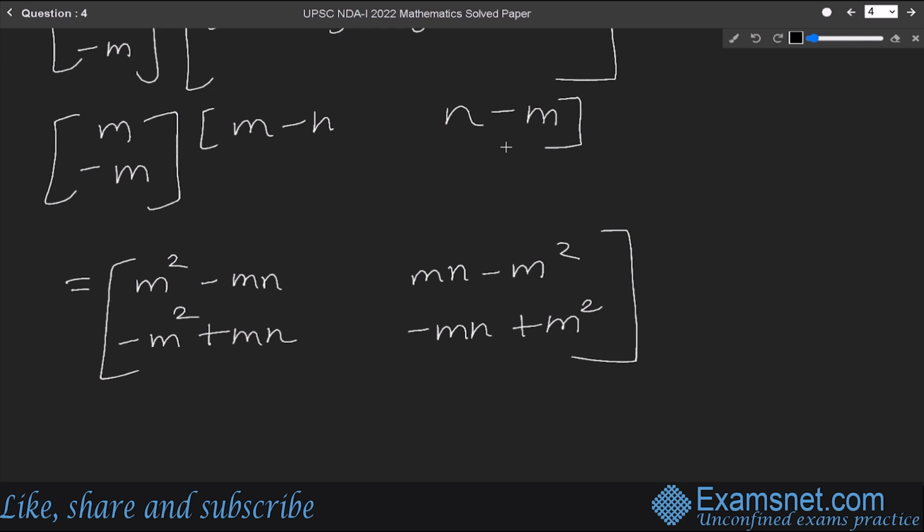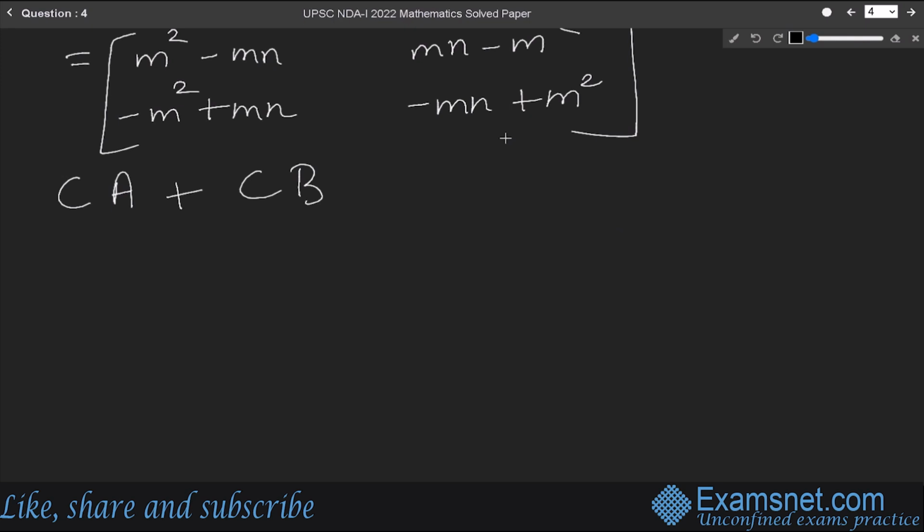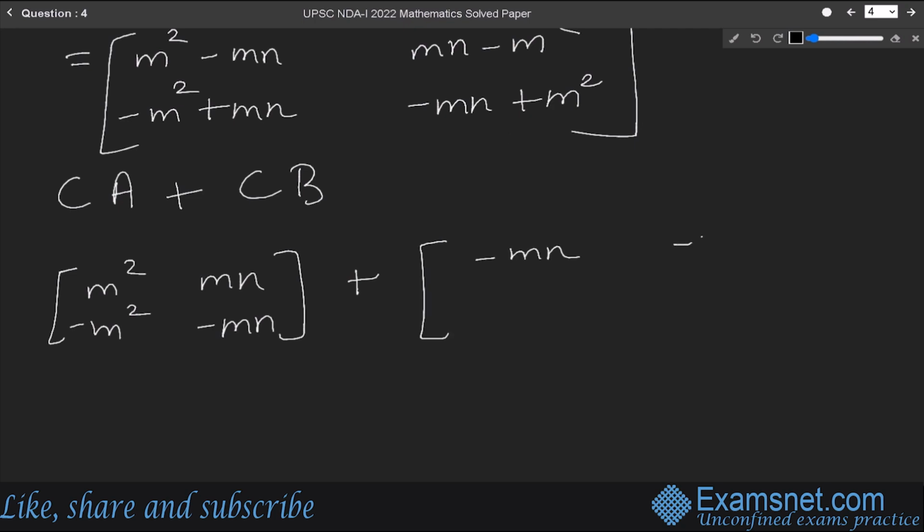This was the left hand side. Now let us find the value of right hand side. Right hand side is CA plus CB. We have already found the values of CA and CB. The value of CA is m square, mn and minus m square, minus mn, and the value of CB is minus mn, minus m square, mn and m square.